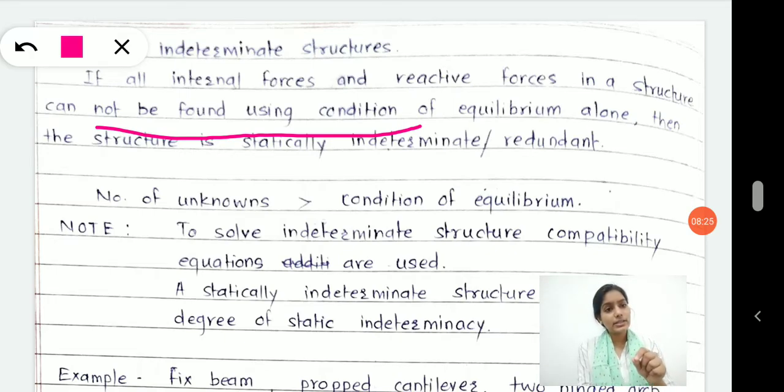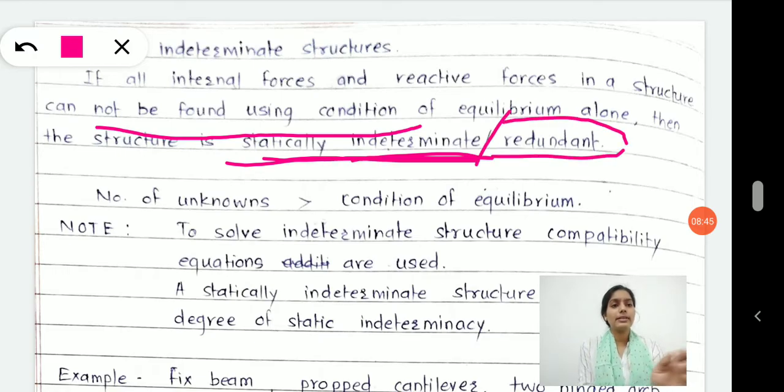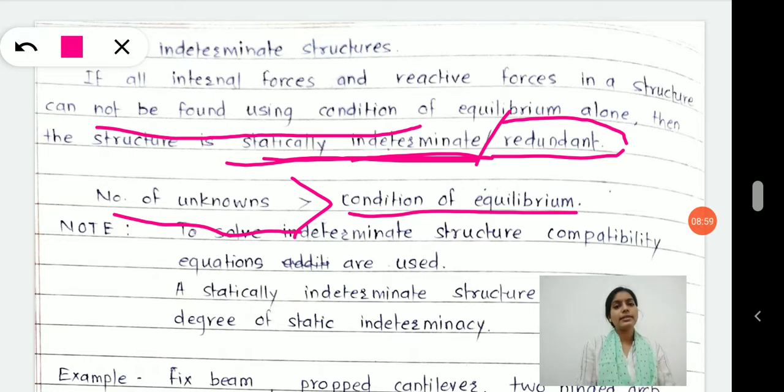You have to take additional equations, and those equations are called compatibility equations. But before that, if it is not possible to solve with equilibrium equations alone, then it will be an indeterminate structure. It will be referred to as a statically indeterminate or redundant structure, right? Now the mathematical expression says the number of unknowns is greater than the conditions of equilibrium. How many conditions of equilibrium are there? Three. So here the number of unknowns is greater than 3, and that is why we can't find all the unknowns in our structure, right?